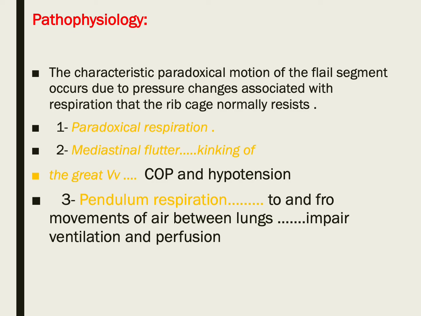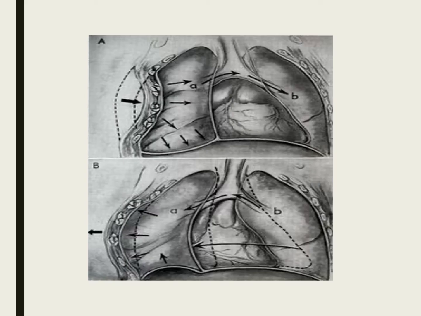So the pathophysiology is that there is a paradoxical motion of the flail segment in relation to respiration, and this results in what we call fluttering of the mediastinum and what's called pendelluft respiration, and this impairs the ventilation. If you can see here, because of the pushing of this flail segment during inspiration, the air entering the lung during inspiration is pushed to the other side, and vice versa. So this will impair the ventilation in the lung.